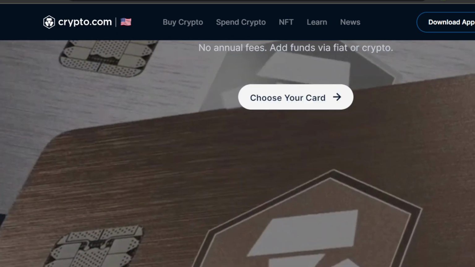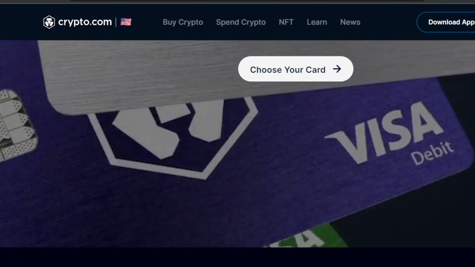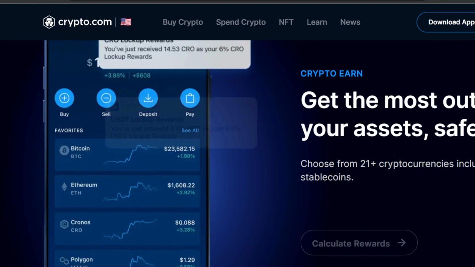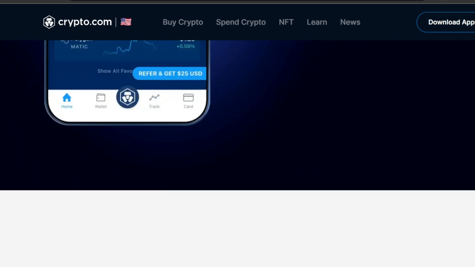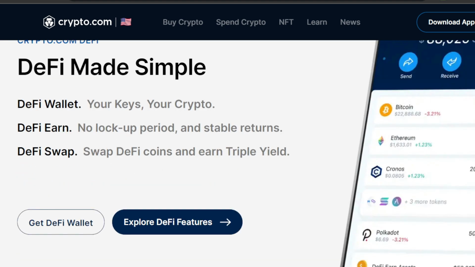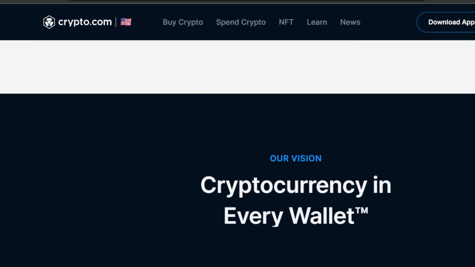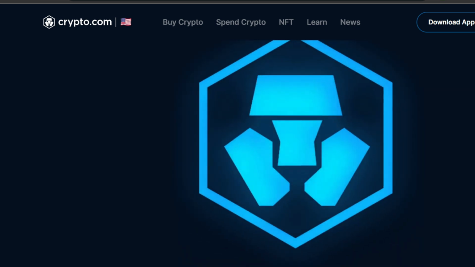We're going to talk about price and how CRO and the Cronos team is very much so building in the bear market around the world by having all of these festivals. A new festival just started today, and we're going to go into detail about that.